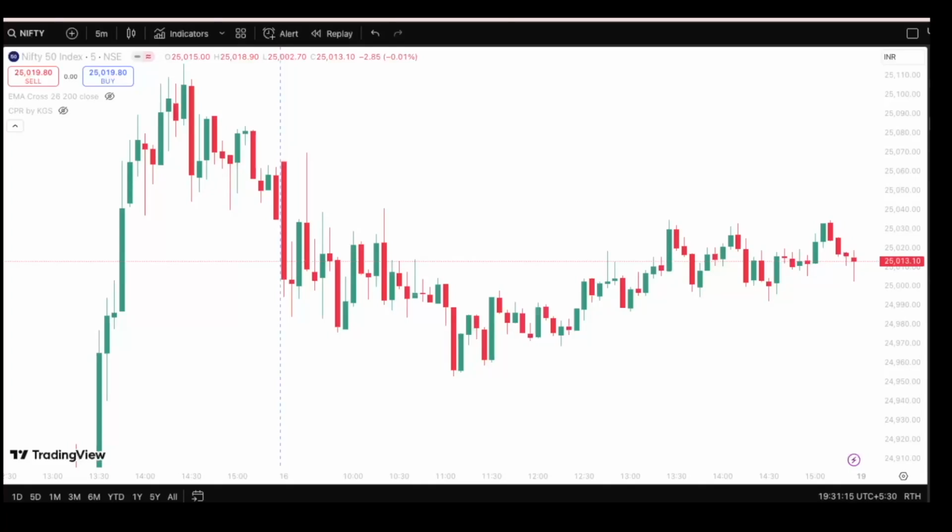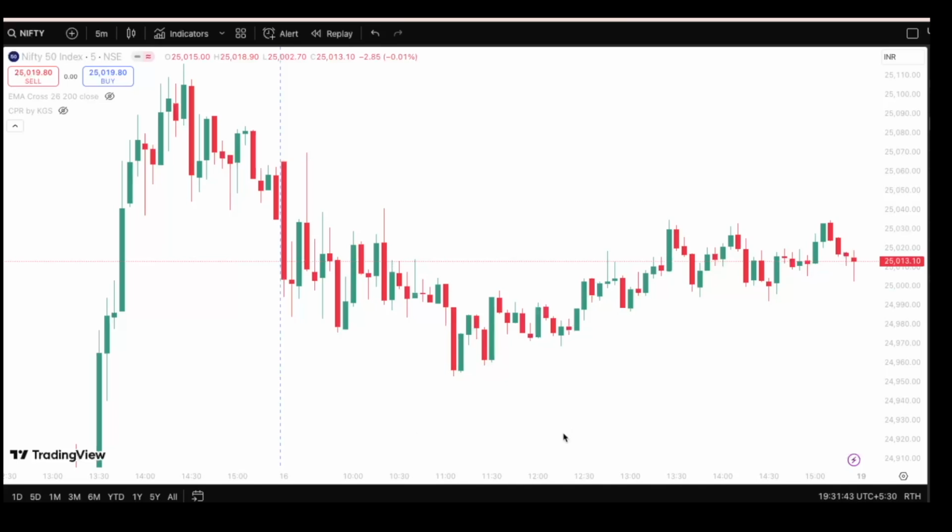So hello everyone, in this video I'm going to talk about a common trap that retail traders like myself can fall into while trading options. I'm showing the Nifty chart here, and most people trade in the 5-minute chart time frame, and the hedge funds and the big players also know that.